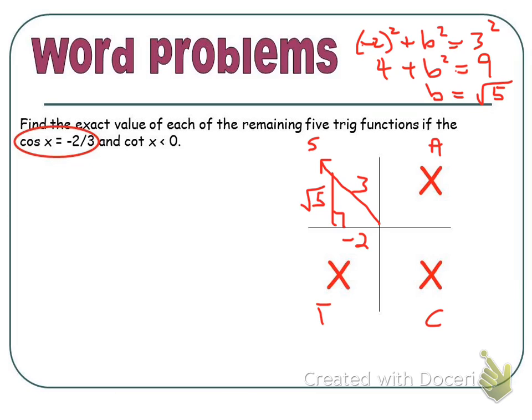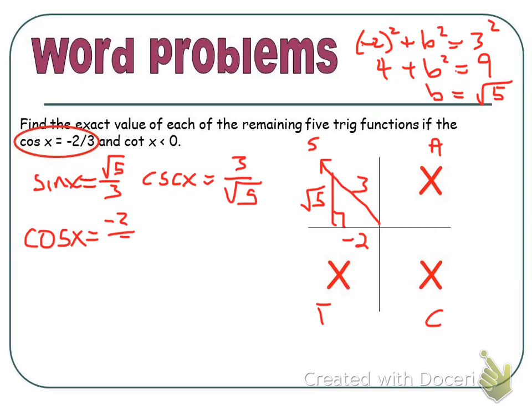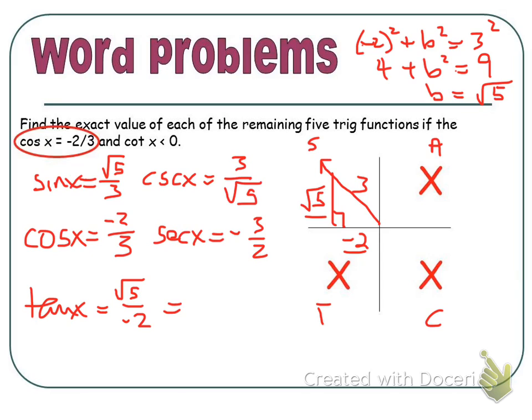And then we can answer all the questions. Sine x equals square root of 5 over 3. We can go ahead and do the cosecant x while we're here: 3 over the square root of 5. Cosine x, we're given: cosine x equals negative 2 over 3. And that means the secant of x is equal to negative 3/2. Tan x equals the opposite side over the adjacent side, so that's the square root of 5 over negative 2. And the cotangent is negative 2 over the square root of 5.